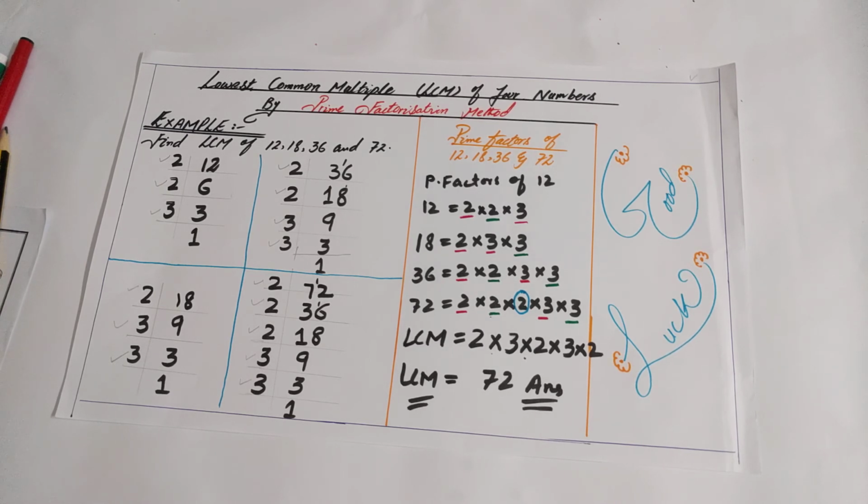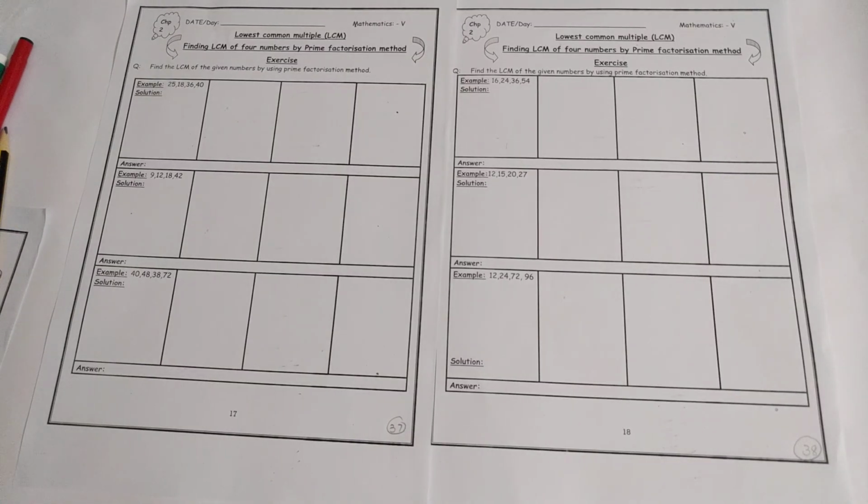Now open your booklet, page number 37 and 38. In your booklet, page number 37 and 38, different examples are given to you. You can practice these examples to find the LCM of the given 4 numbers by yourself. Take the help of this lecture.